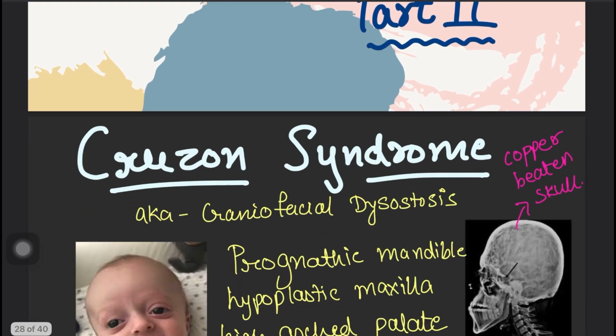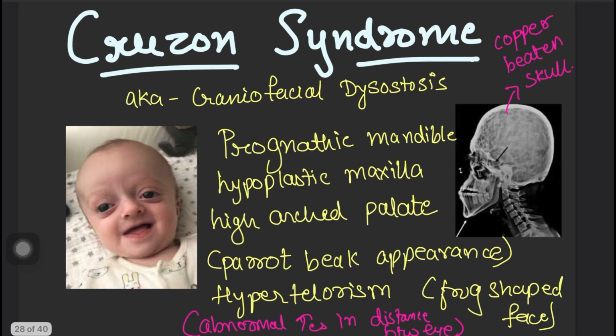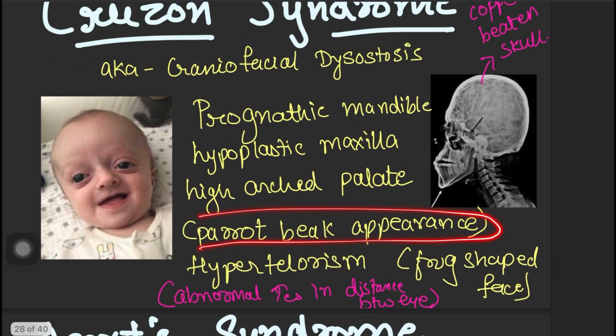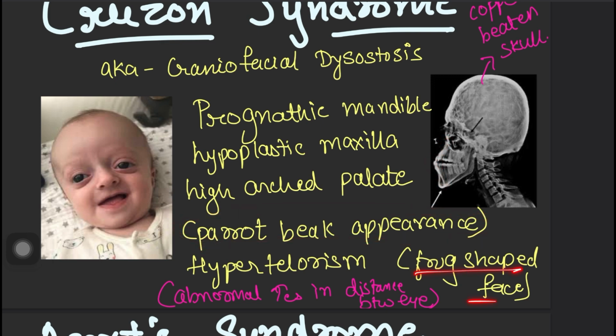First of all, we'll start with Crouzon syndrome. So Crouzon syndrome is also known as craniofacial dysostosis. It has characteristic prognathic mandible, hypoplastic maxilla, high arched palate. If we see in the image, we have a prognathic mandible, hypoplastic maxilla, a copper beaten skull, and high arched palate is seen. Characteristic parrot beak appearance is seen. If you see in the image, it exactly looks like a parrot beak. Frog shaped face because of the hypertelorism, that is the increase in the distance between the eyes, is also seen.